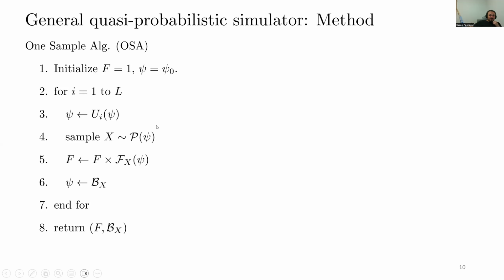And now we go back. This is our new state. We apply u to it again and repeat. So I've got a little diagram here that might help see this a bit better. We start in psi 0, and we're going to apply u1 and then u2 and u3 and so on, all the way to uL.